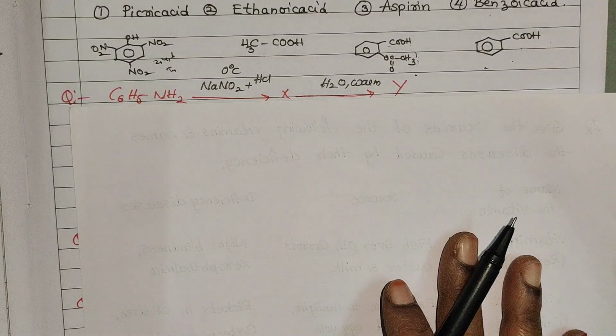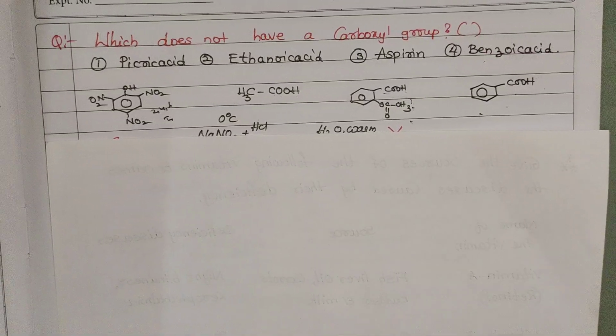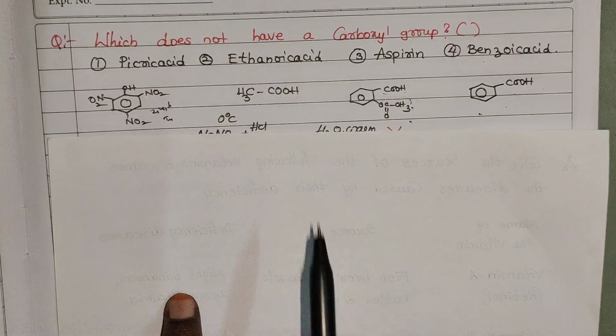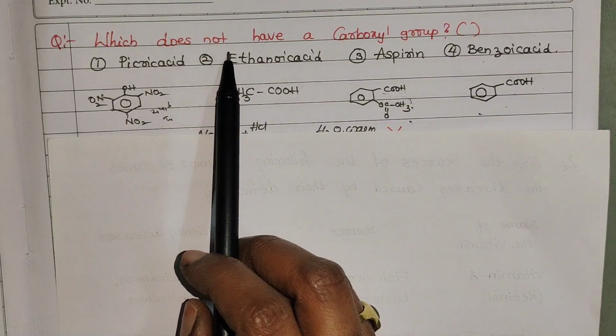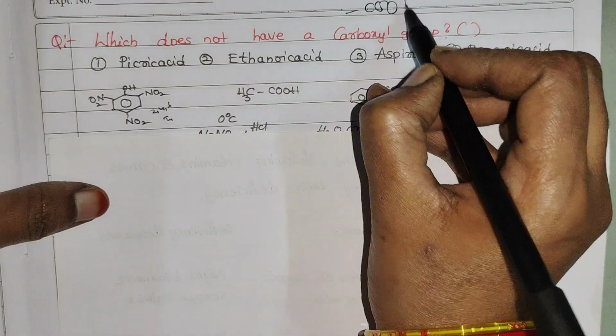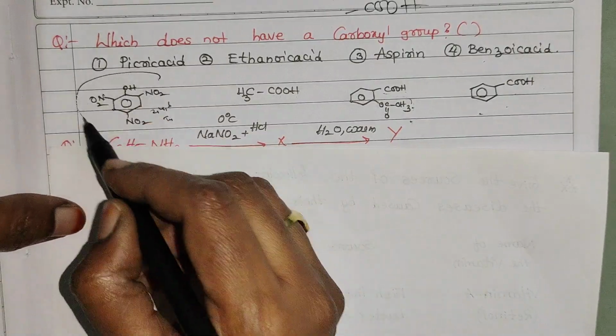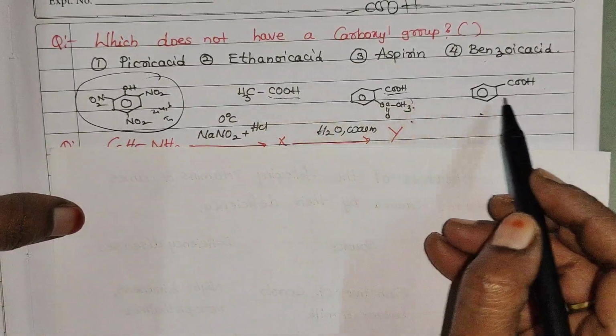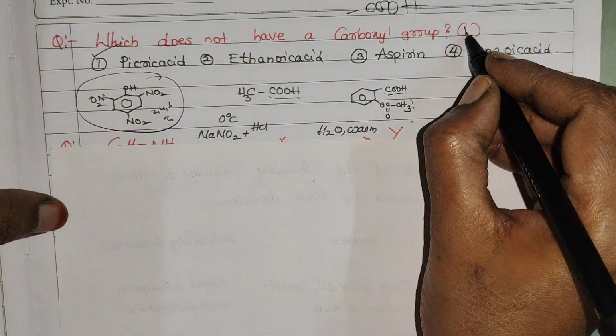Now tell me which is the correct option. Check the question properly. It asks which does not show a carboxyl group, which does not have a COOH group. This one does not have a COOH group; the remaining all have, right? So the first option is right.